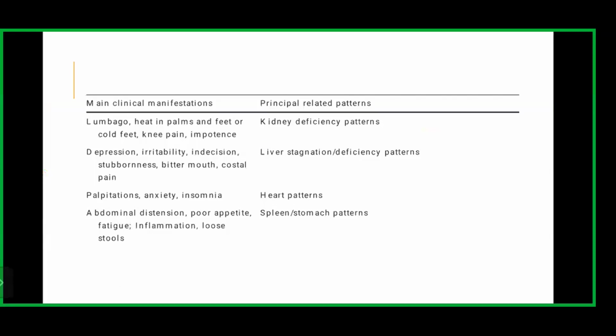If there's lumbago, heat in palms and feet, or cold feet, knee pain, and impotence, that is a pattern of kidney deficiency. Where there's depression, irritability, indecision, stubbornness, bitter mouth, and costal pain, that may be liver stagnation or deficiency patterns. When there's palpitations, anxiety, and insomnia, that's heart patterns. Abdominal distension, poor appetite, fatigue, inflammation, and loose stools is spleen and stomach patterns.